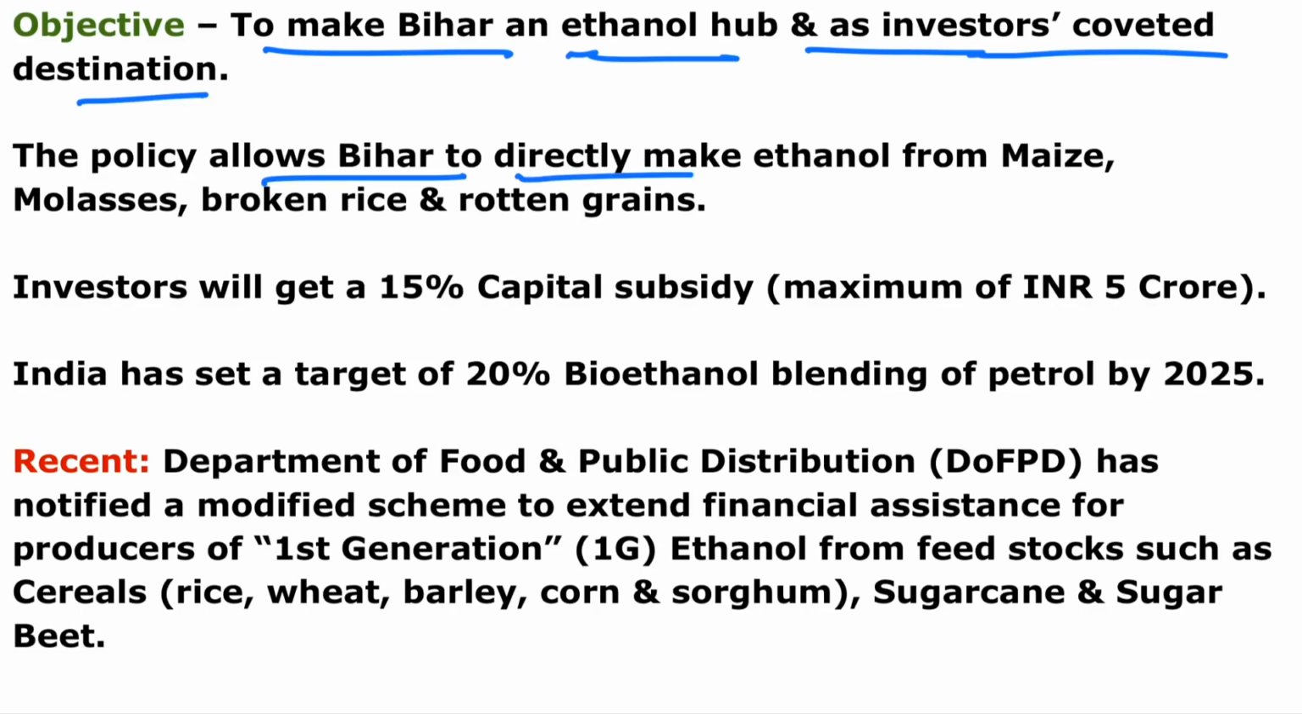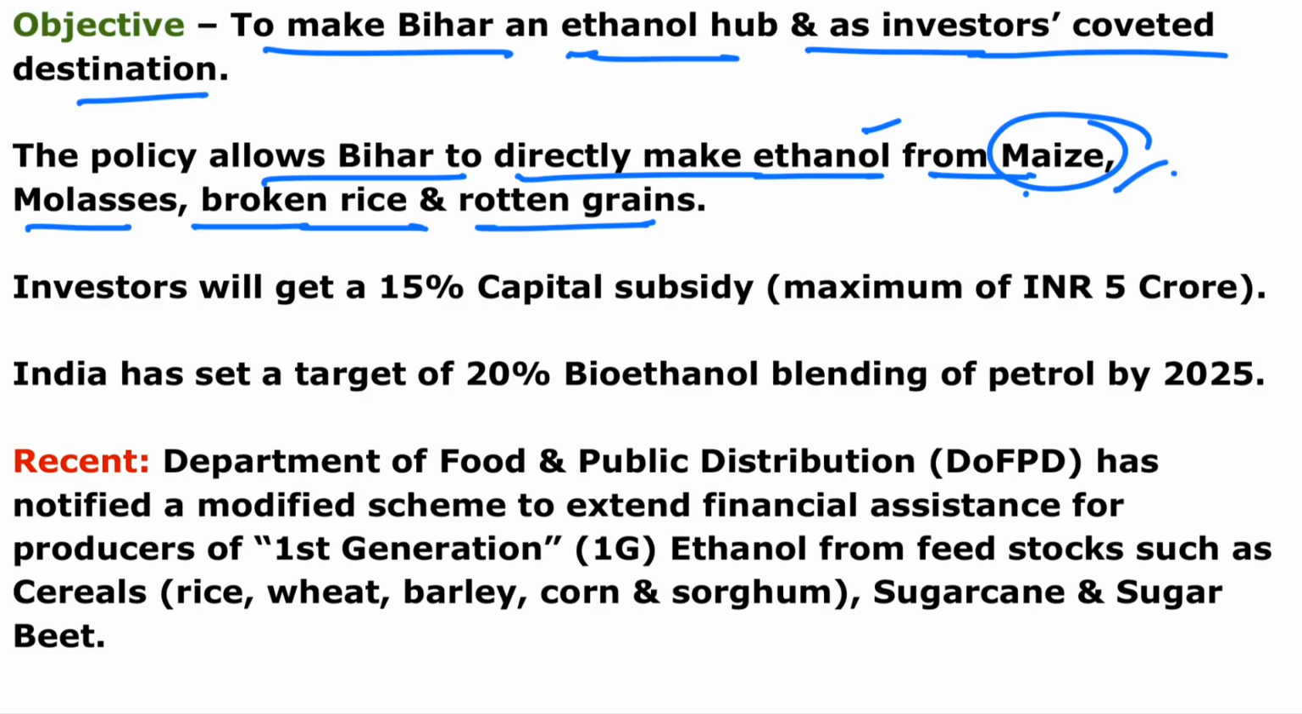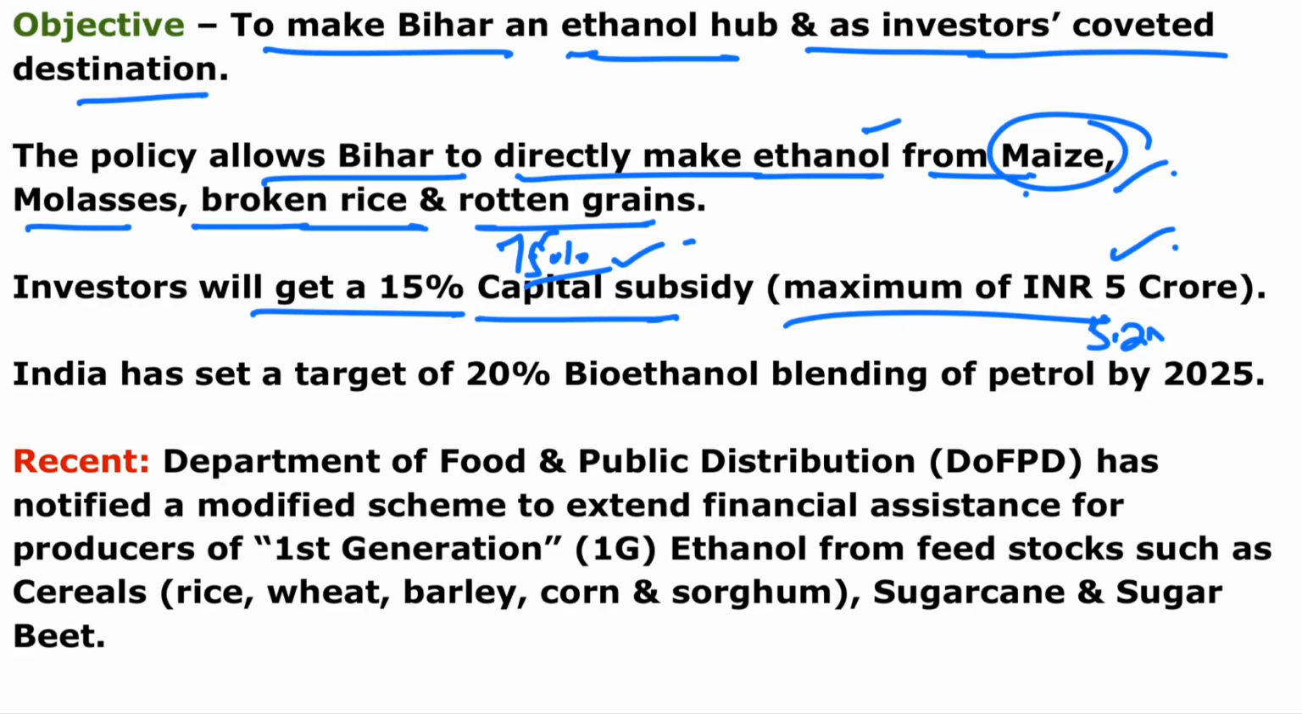The policy allows Bihar to directly make ethanol from maize, molasses, broken rice, or rotten grains. An investor will get 15% capital subsidy, up to a maximum of 5 crore rupees. But if you belong to a scheduled caste, scheduled tribe, or economically backward class, or are a woman, differently abled, or an acid attack survivor, then the investor will be given 15.75%. It means 0.75% more, up to a maximum of 5.25 crore rupees.